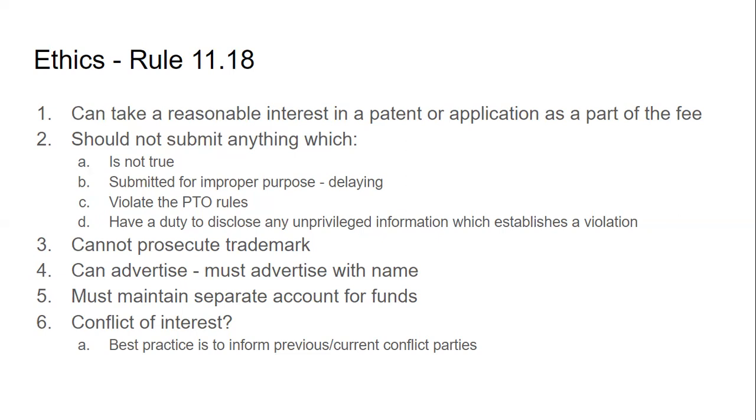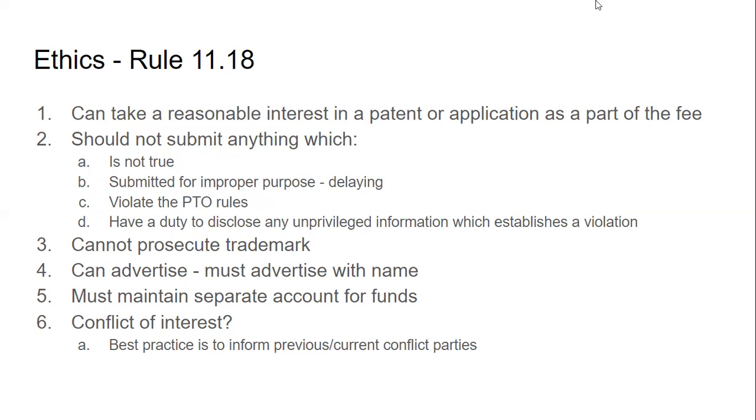And then if there's a conflict of interest, there are a lot of examples out there of what a conflict of interest looks like, but basically best practice seems to be to inform previous and current conflict parties, just letting everybody know, hey, this is where I'm at. Are you okay if I participate in this prosecution? However that needs to happen, informing wherever you can is the rule of thumb there. And that is it.